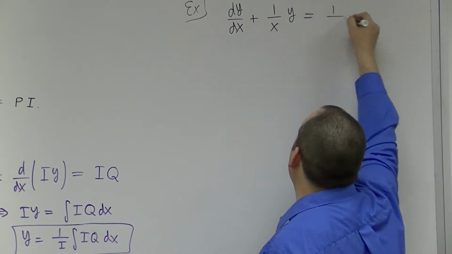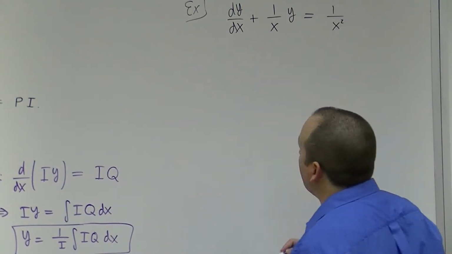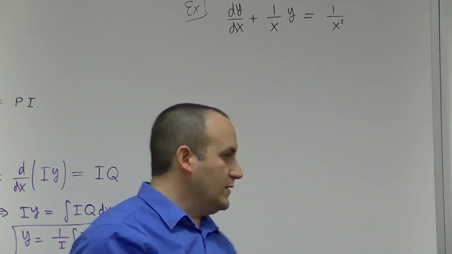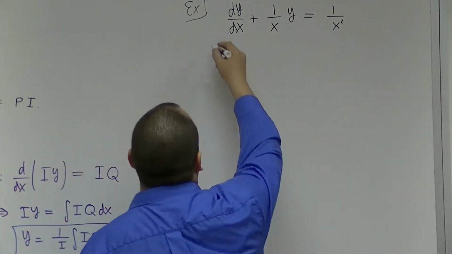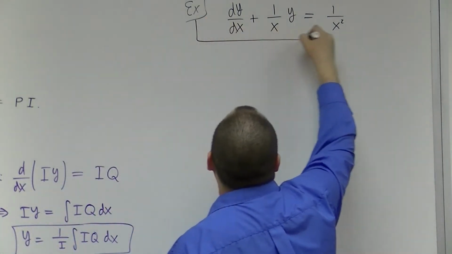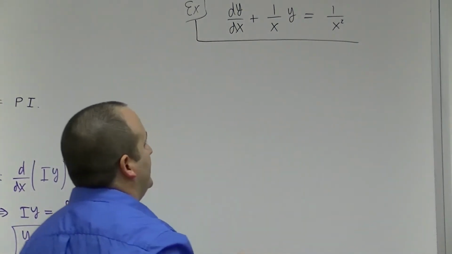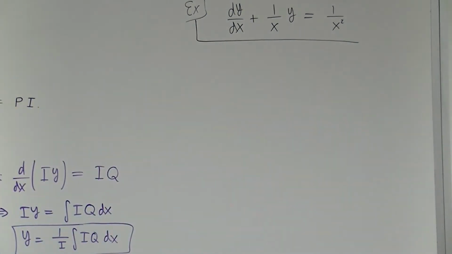I don't know, 1 over x squared, maybe that'll work. Let's see. Okay, so first of all, you should recognize that this is a linear ODE. Not terribly surprising given my setup for it.